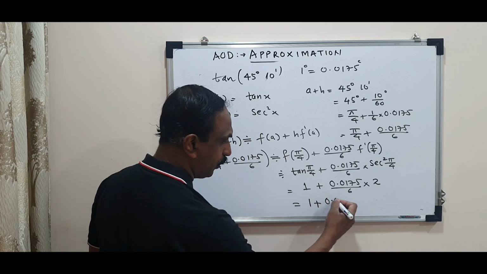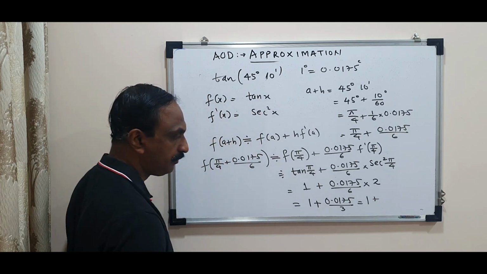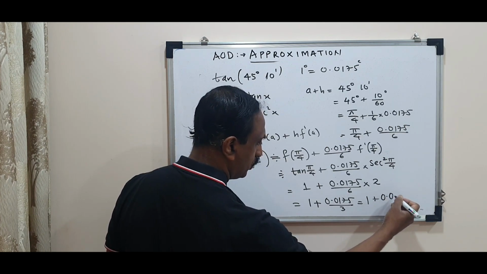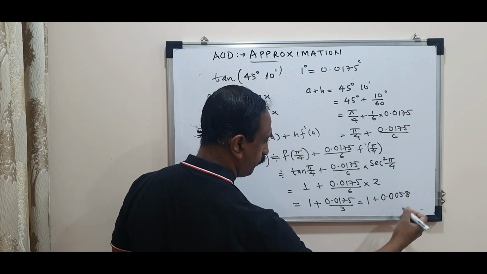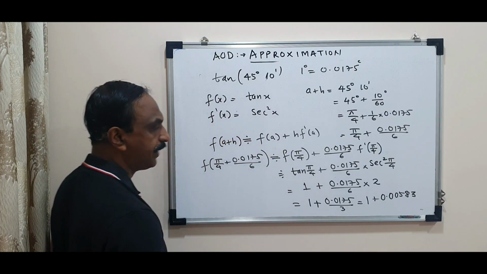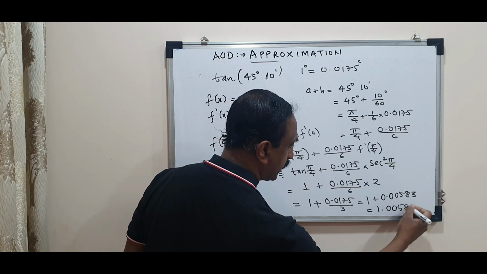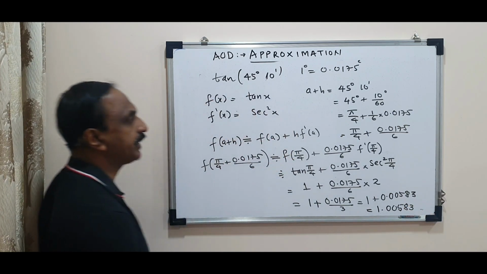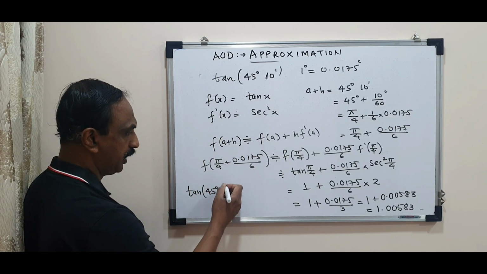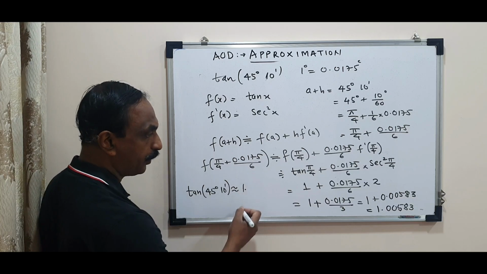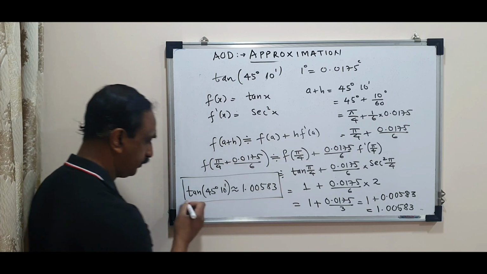Which is equal to 1 plus 0.0175 divided by 3, that is 1 plus 0.005825. So my final answer is 1.00583. So I can write the value of tan 45 degrees 10 minutes is approximately 1.00583. This way we can calculate its value. This is my final answer.